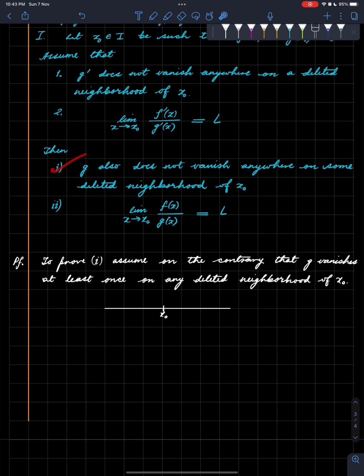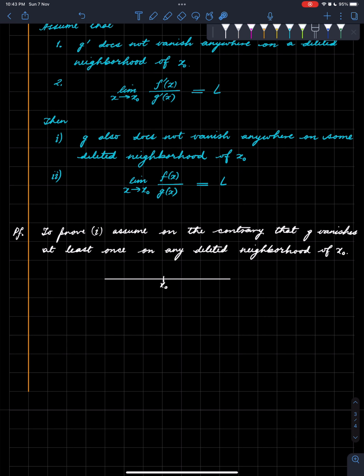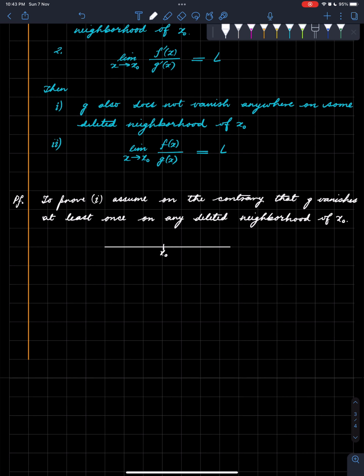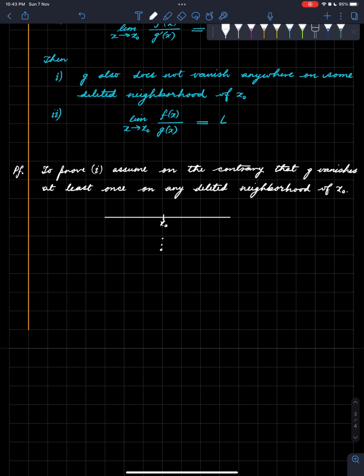So 1 follows. So this is true, and let me not write it. I'll leave you to formally write down the details of what I just said. And now we want to prove 2. So to prove 2, what we have is we want to show that this limit exists and is equal to L.